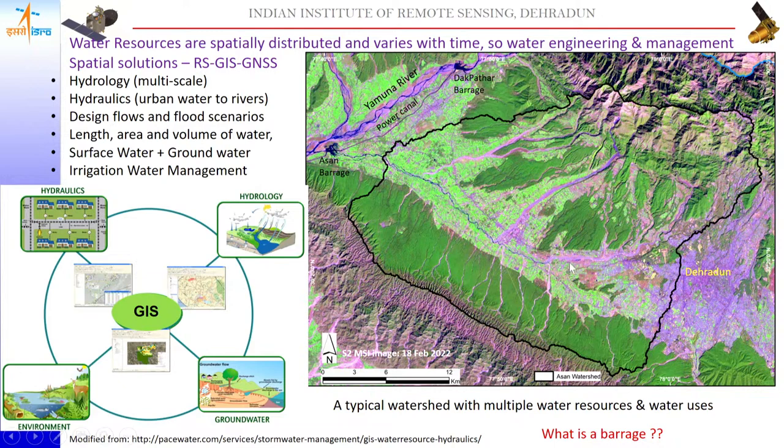Then if you see this image closely, this particular line is the Asan river, and the light green color you see is the agricultural crops, and this green color is the sal forest. And these two tones are one on the north of the ridgeline, one on the south of the ridgeline.